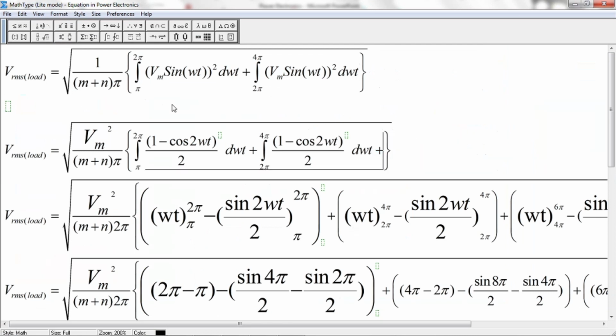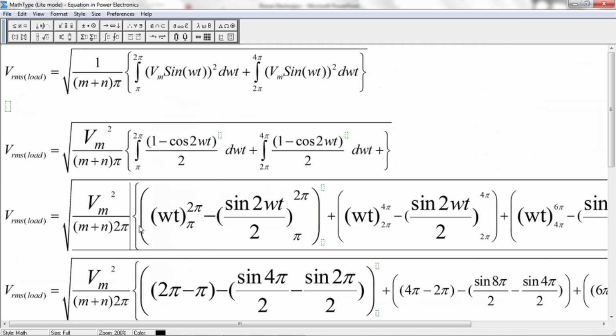Then we are considering 2 cycles on, 1 cycle off. So we can see here Vm squared I can keep outside, m plus n pi, 1 minus cos 2 omega t, then again this sin squared omega t, same thing. You can see this term and this term are almost the same. This is from pi to 2 pi, this is from 2 pi to 4 pi, and if you simplify, one becomes omega t from pi to 2 pi, cos 2 omega t, sin 2 omega t by 2 from pi to 2 pi, the other becomes omega t from 2 pi to 4 pi, again sin 2 omega t from 2 pi to 4 pi.